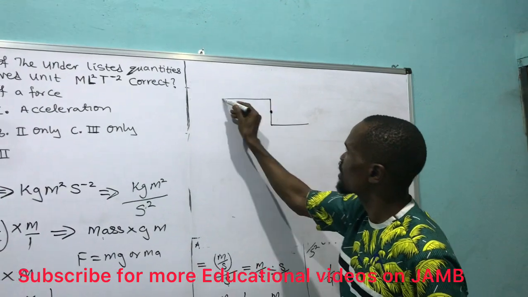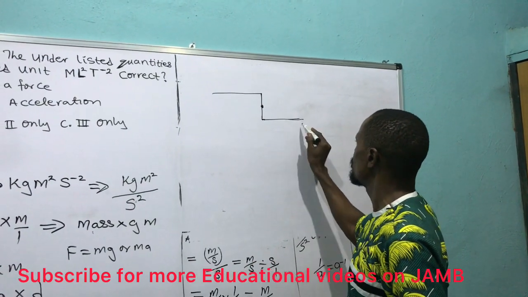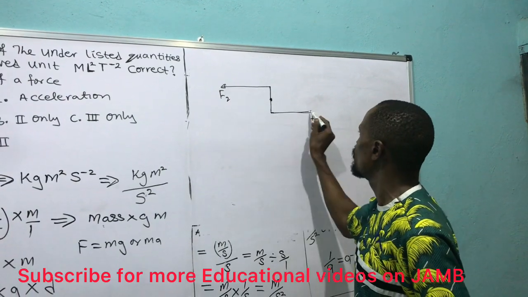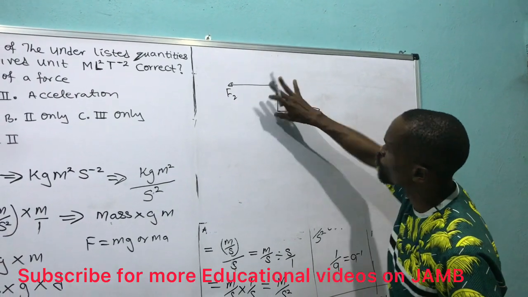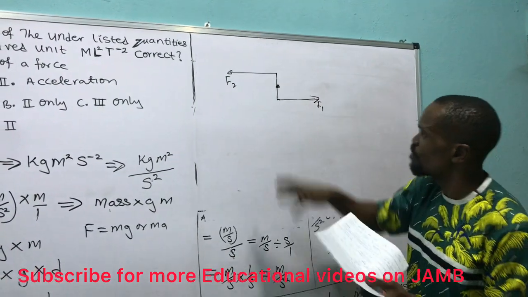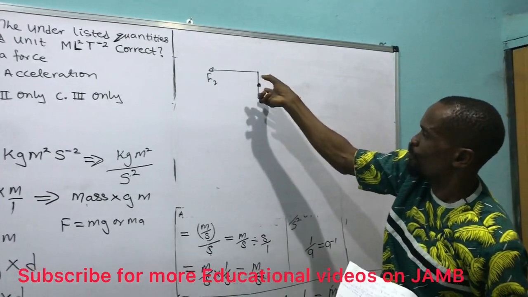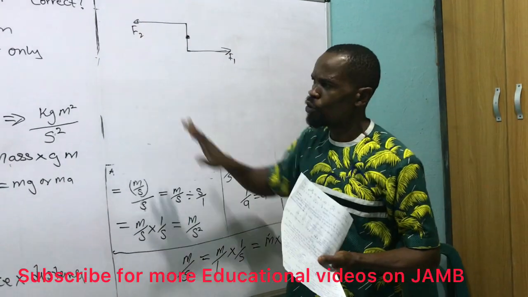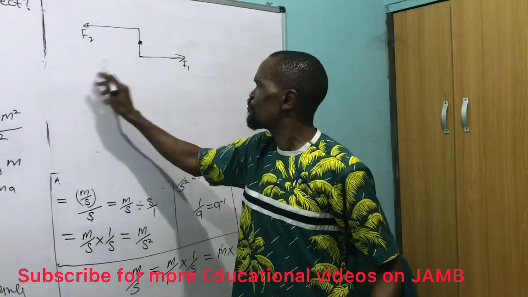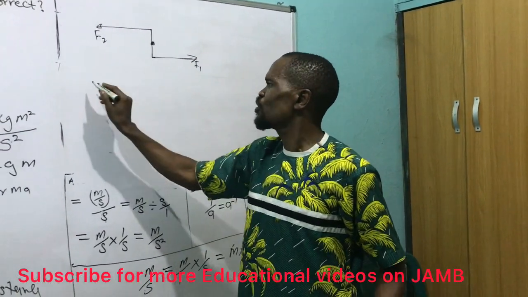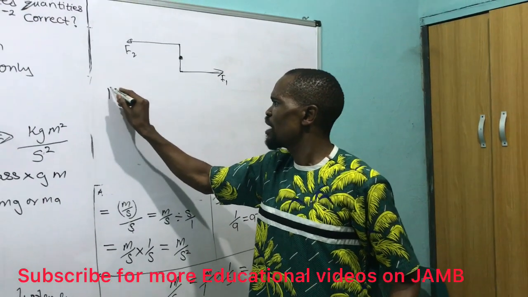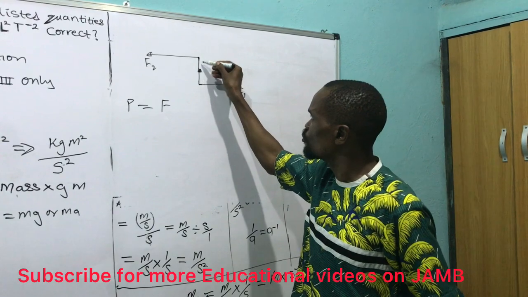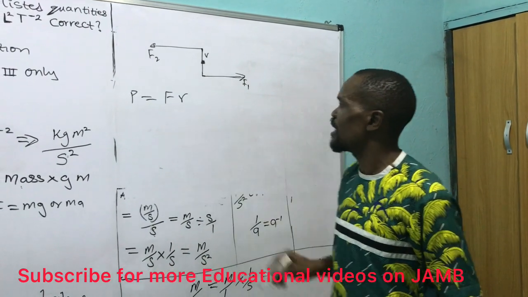If you want to open your tap at home, you will have this, where this becomes force 1, and this one becomes force 2. This is how you open your tap, your pump, you open it. So what do we call this kind of force? We call it a couple. And the moment of a force becomes force times the distance between the force and this, which is R.